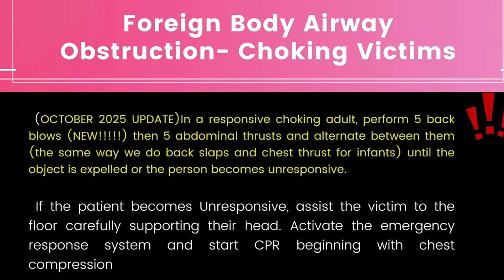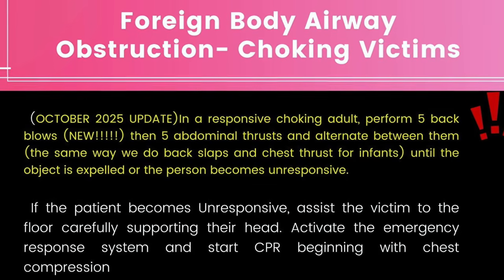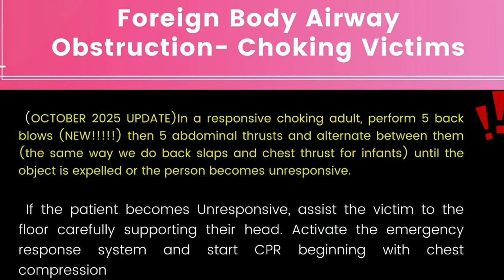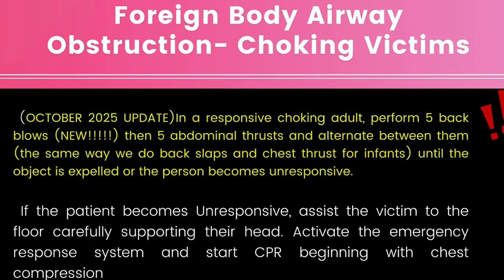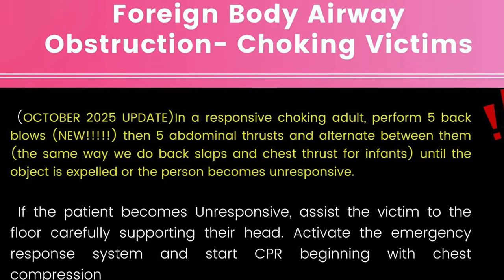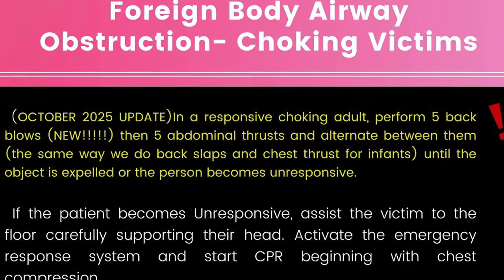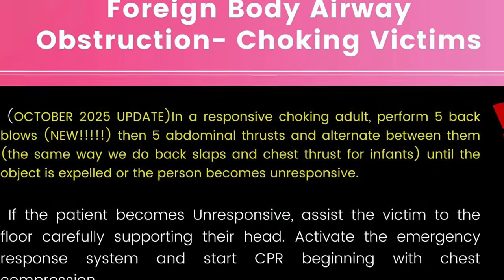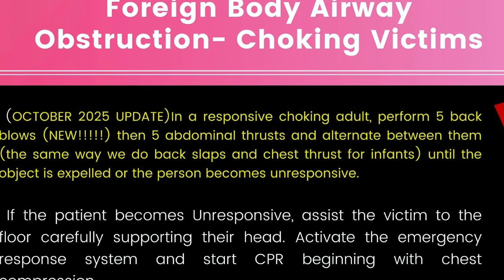So I'm a nerd. I like to know the reasoning behind things. So if you want to know the reasoning too, or if you were wondering, why did they change it? Studies of adults with FBAO showed that back blows were associated with improved rates of FBAO relief and fewer injuries compared with abdominal thrusts. So the recommendation for alternating sets of 5 back blows and 5 abdominal thrusts is based on the value of consistency with existing infant and pediatric guidelines that use this approach.